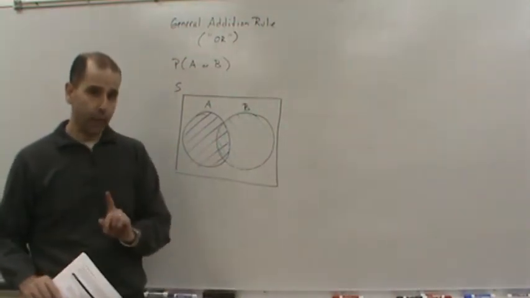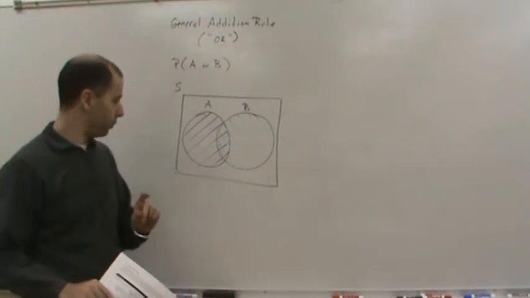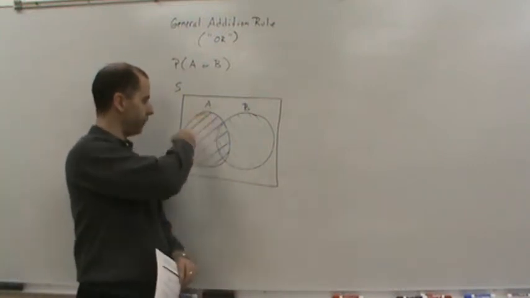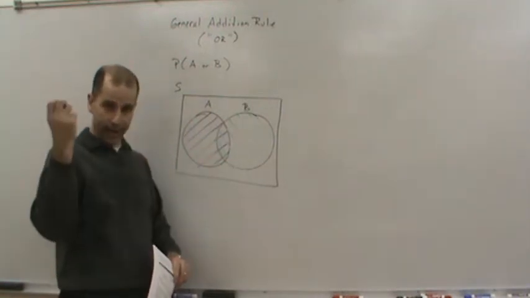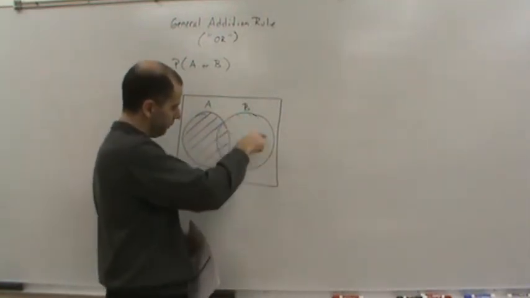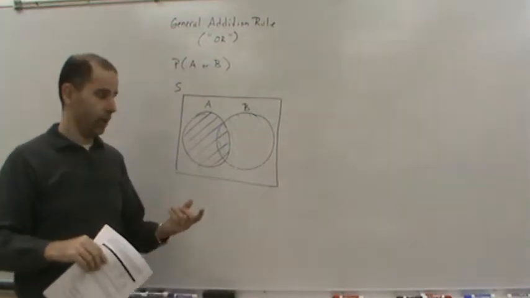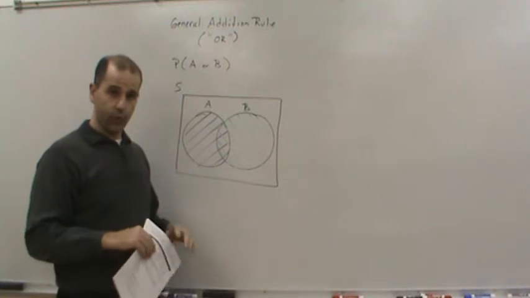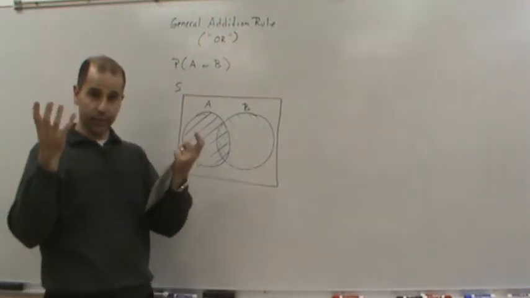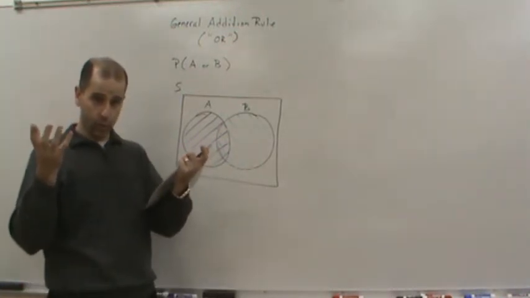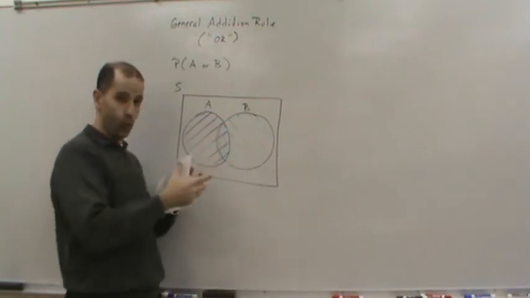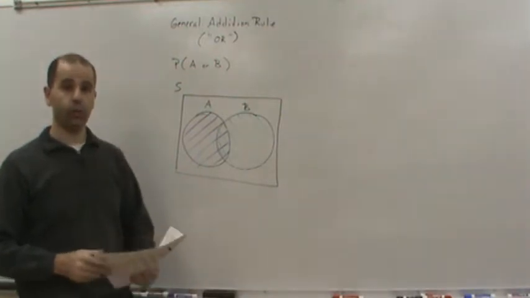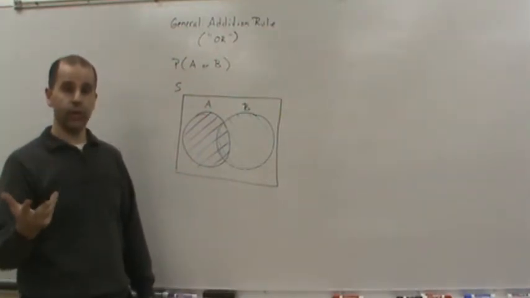But there's one problem here, and I hope you can see it. What happened when we were counting up all the pieces? If we count up all the outcomes that give me A, and count up all of the outcomes in B, what happened? Well, I double counted this middle piece here. So in order to make sure I have the right total, I'm going to subtract off one of those pieces, and that is what gives us the general addition rule.